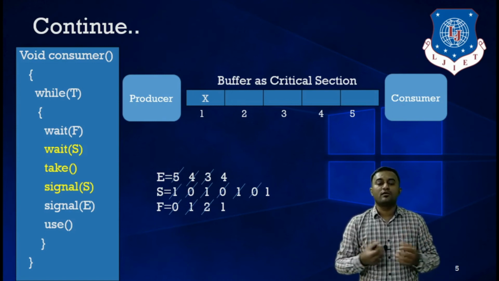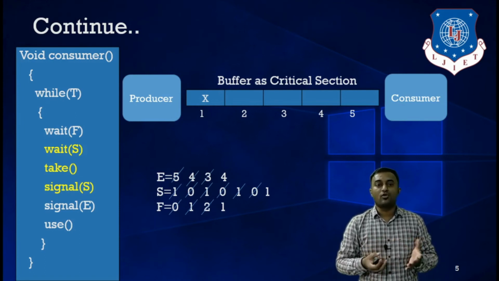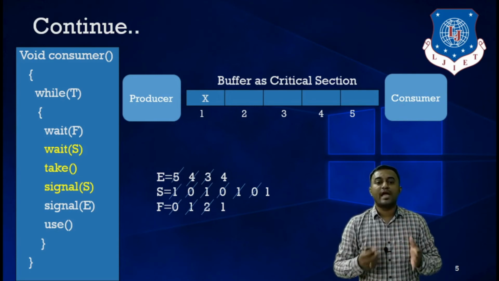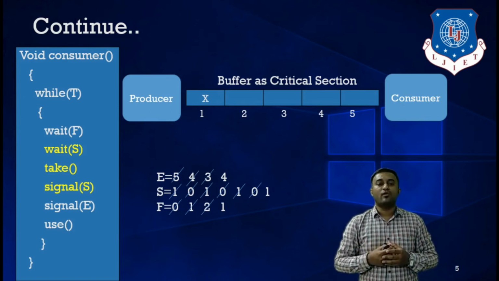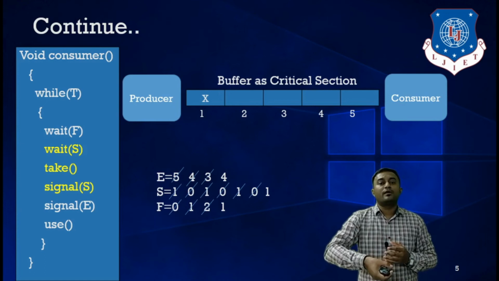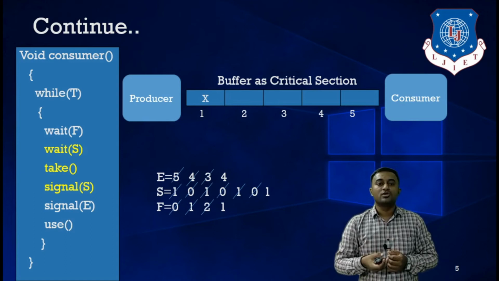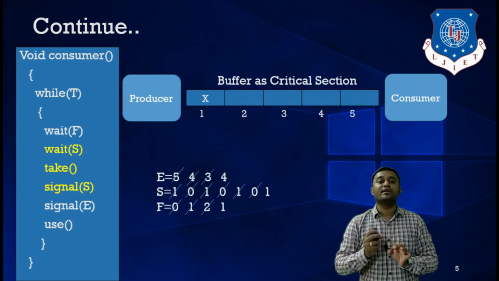Now what would the full slot value be? Initially it was 0, but after doing the producer logic we have the value of 2 as far as the full slot is concerned. Now if you want to remove, or delete, one element from the array, or buffer, then wait of F would decrement it from 2 to 1, because it would be decremented by 1.